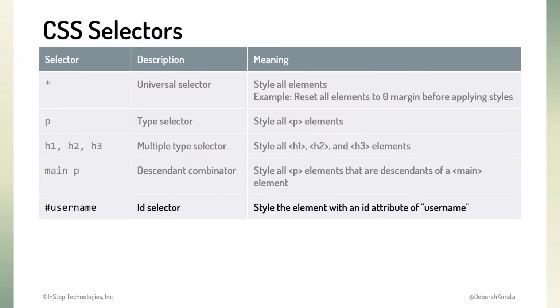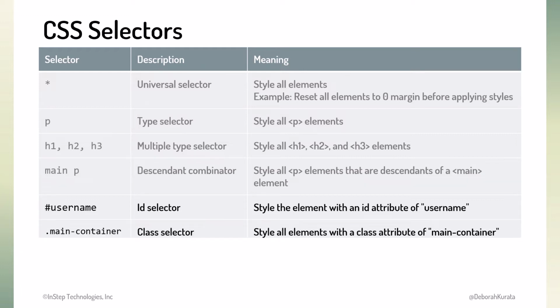The hash or pound sign indicates an ID selector. An ID selector matches an element based on its ID attribute. Since the ID attribute must be unique within a web page, this technique selects a single element for styling.